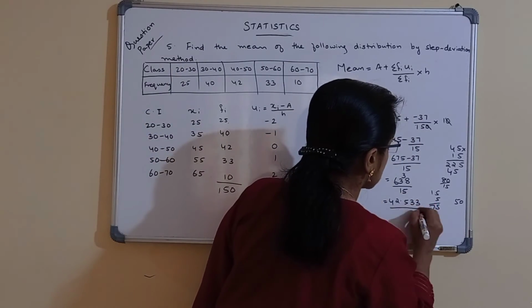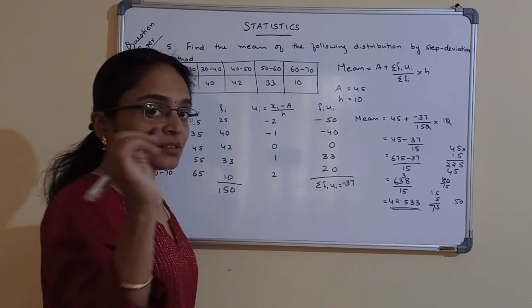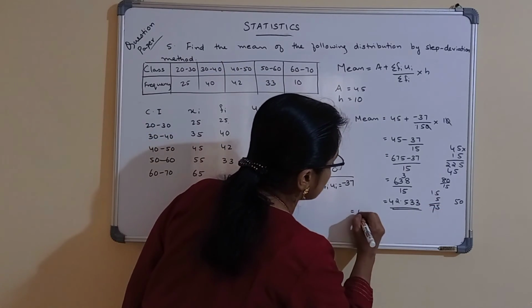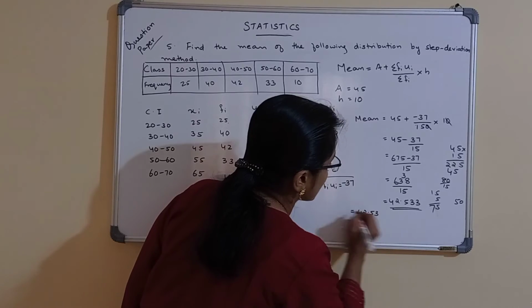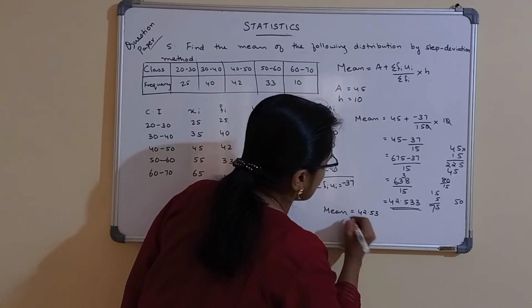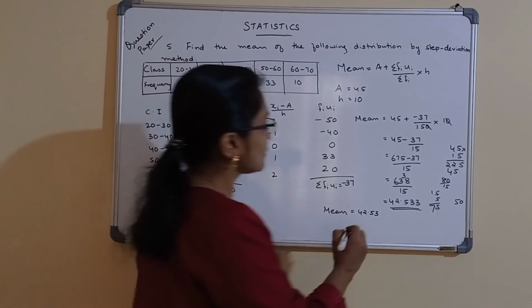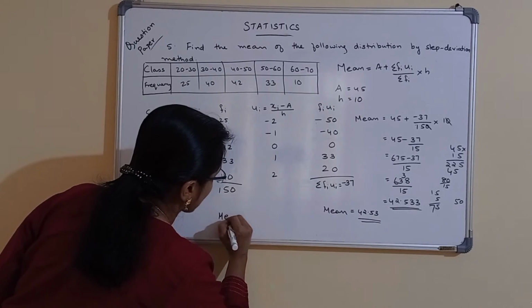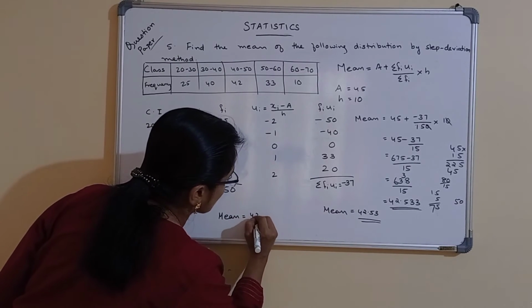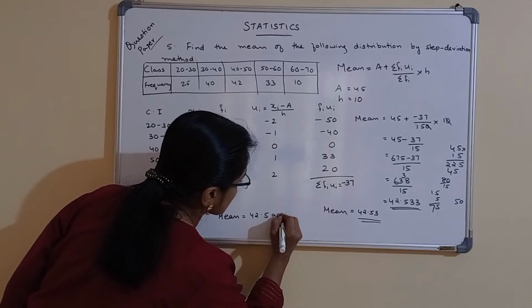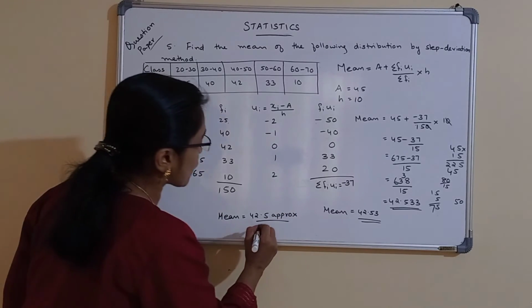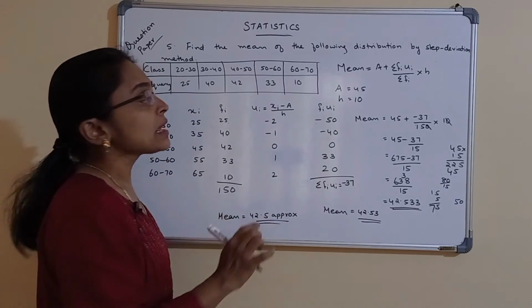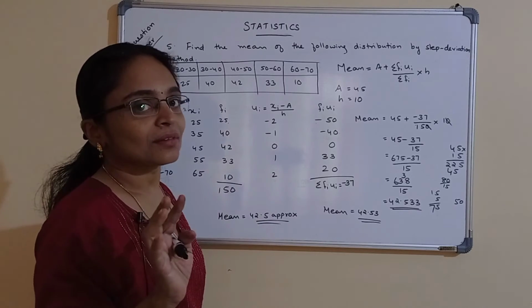So we'll get this as 42.533 and so on, which is 42.53. So mean is equal to 42.53. We can then write the mean as 42.5 approximately. That is the approximate value of mean here, 42.5. Understood?